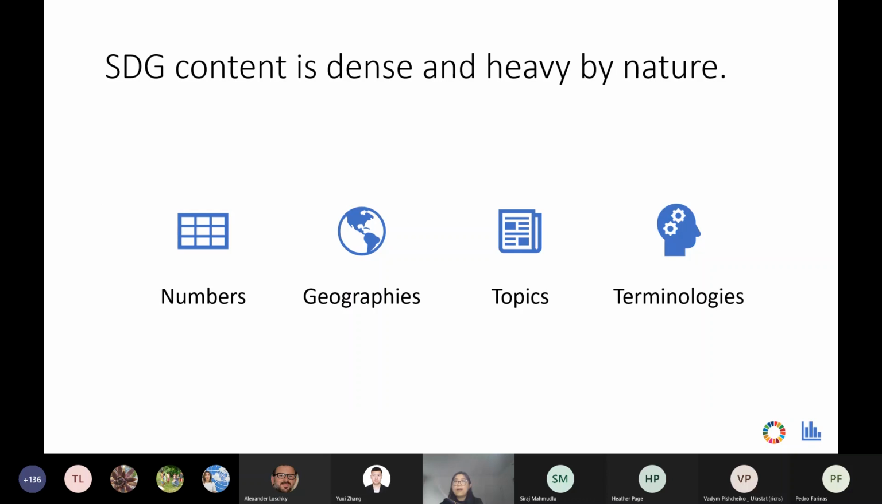So SDG reporting is not easy. It needs to process or gather or present a massive amount of data and then cover progress in many continents and territories, countries, regarding over 200 SDG indicators. So not to mention all the technical terms that are very critical in SDG discussions. So by nature, SDG materials are rich, dense, and content heavy. To many people, they're not very easy to understand.